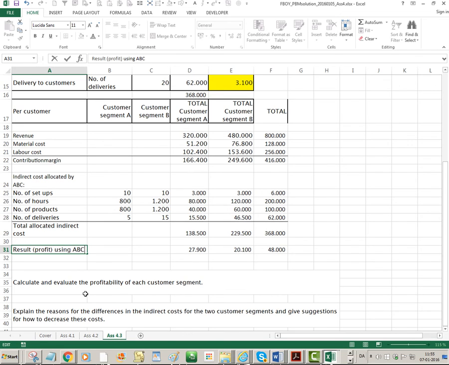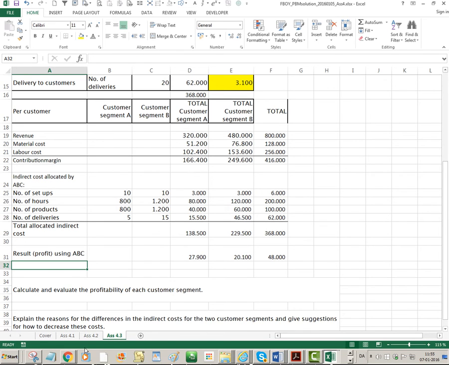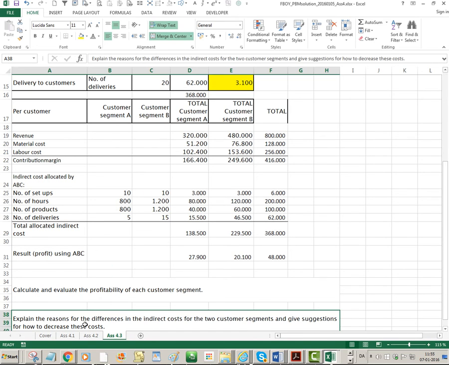So, using ABC, calculate and evaluate the profitability of each customer segment. Yes, explain the reason for the difference in indirect cost for two segments and give suggestions how to decrease these costs. Okay.